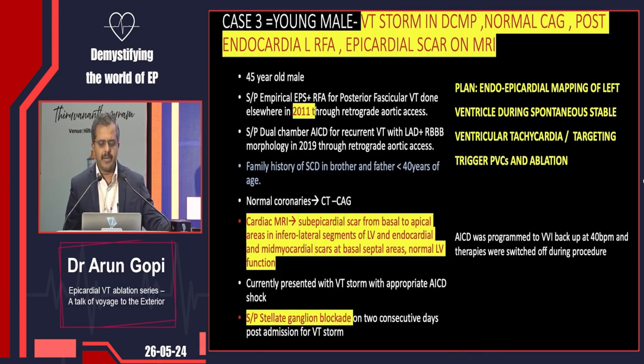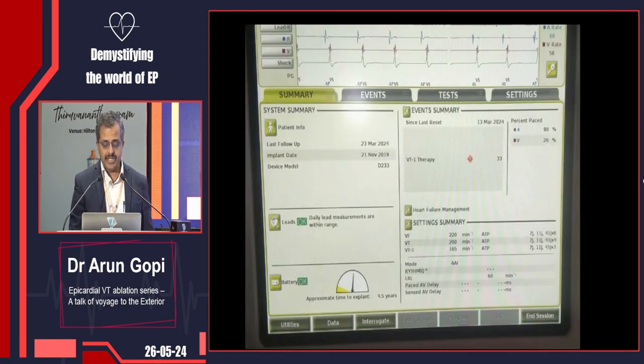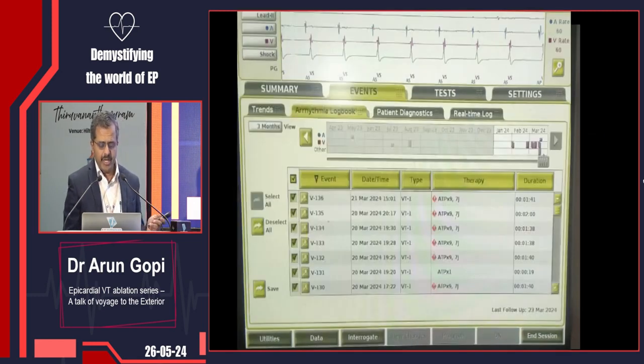The final case is a young male with dilated cardiomyopathy, normal coronaries, who had an endocardial RF ablation about 10 years back and now came with a VT storm. He has a family history of sudden cardiac death, normal coronaries, and cardiac MRI clearly shows a subepicardial scar. So upfront the plan was an endo-epi mapping. This is the ICD log. You can see numerous, very frequent shocks, with most of the VTs converting even with a 7-joule shock.